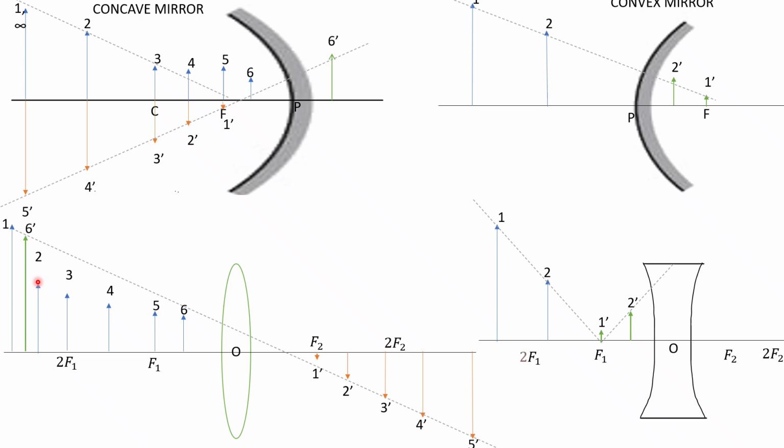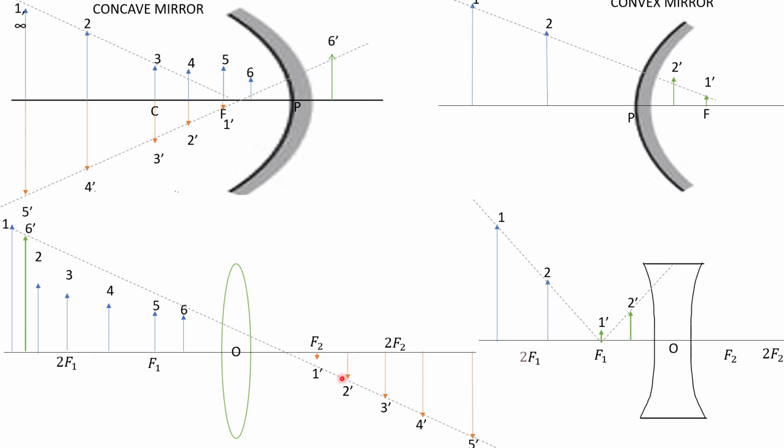The second position of the object is beyond 2F1, or beyond C1. Okay, it's beyond the center of curvature. So you get the image in between F2 and 2F2. Your third position is C. At the center of curvature, the image is also at the center of curvature, and of the same size. So where will 2 come? 2 will come in between infinity and 2F1. So it is beyond 2F1, and here also the image will be between F2 and 2F2.